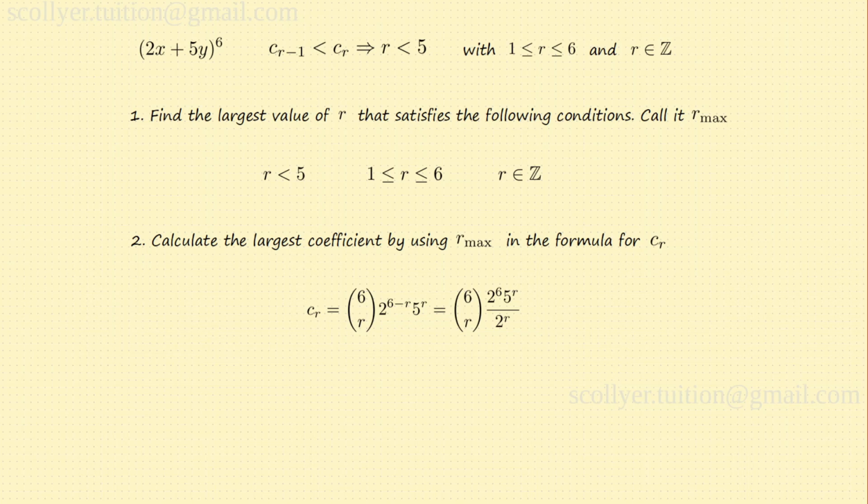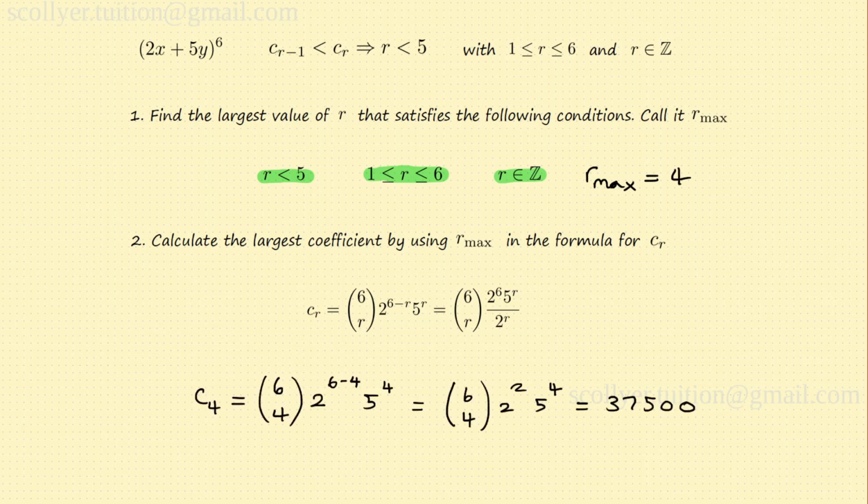We follow the two steps. We find the largest value of r satisfying these conditions. r is less than 5, r lies between 1 and 6 inclusive, and r is an integer. And the largest integer satisfying those conditions is 4, so r max equals 4. And we find the largest coefficient by substituting r max into the formula for c_r, which is 6 choose r times 2^(6-r) times 5^r.